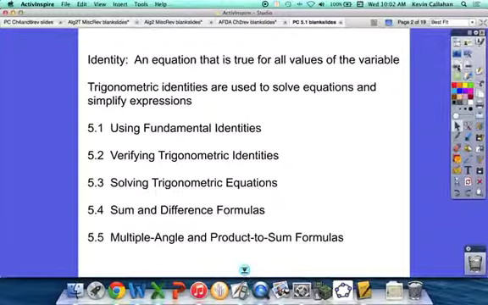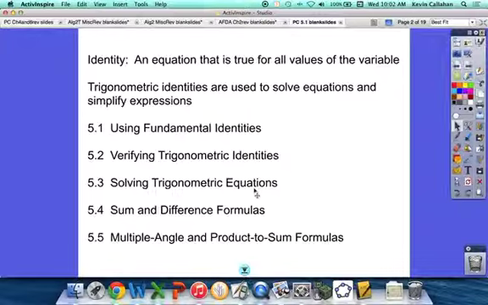Now, we learn about identities, which is really the focus of this chapter, because it helps us to solve equations and simplify expressions. And so it's broken out. There's 5 sections in the chapter. This first one, we're using fundamental identities. The next one is the verifying part, which is usually the part everybody remembers the most. But these 2 sections go together quite a bit. When you verify the identities, you're using all the things you learned in the first section. And then that sets us up to solve equations.